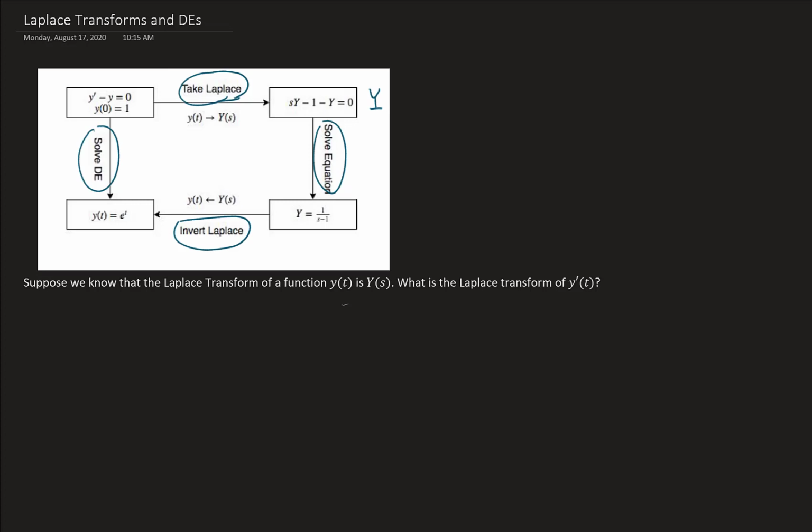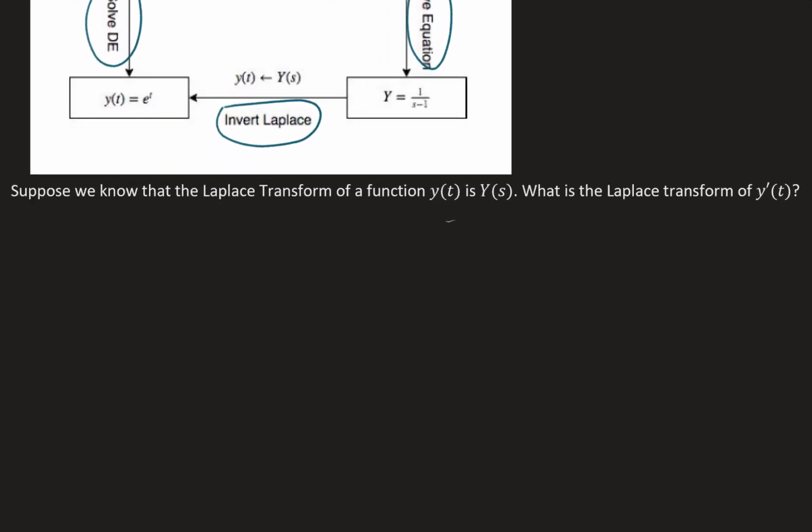In order to complete this process, the first question we'll have to answer is the following. Suppose we know that the Laplace transform of a function little y of t is big Y of s. What is the Laplace transform of the derivative of y? We can answer this question by going back to the definition of the Laplace transform, which states that the Laplace transform of y prime of t should be an integral 0 to infinity of e to the negative st times y prime of t dt.